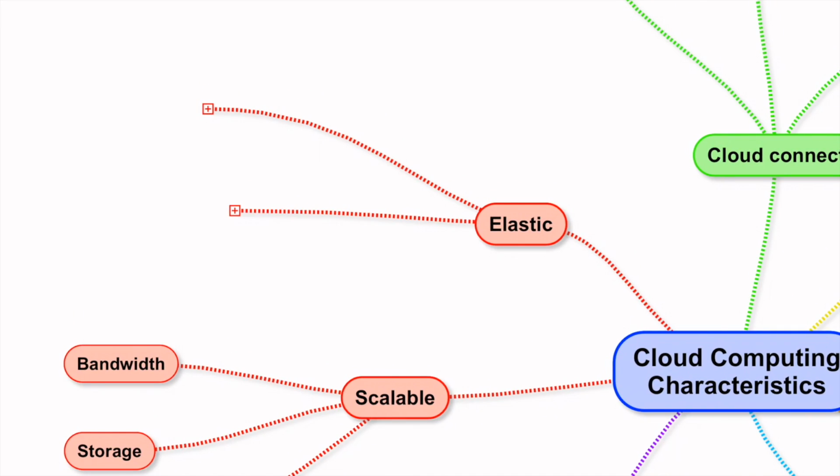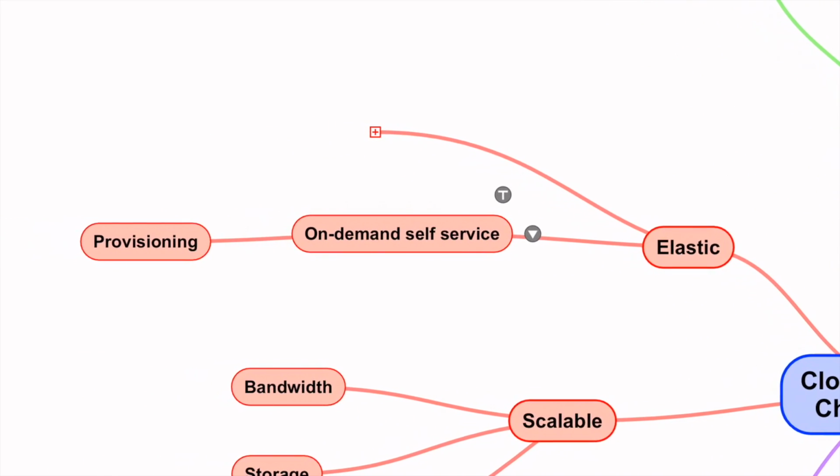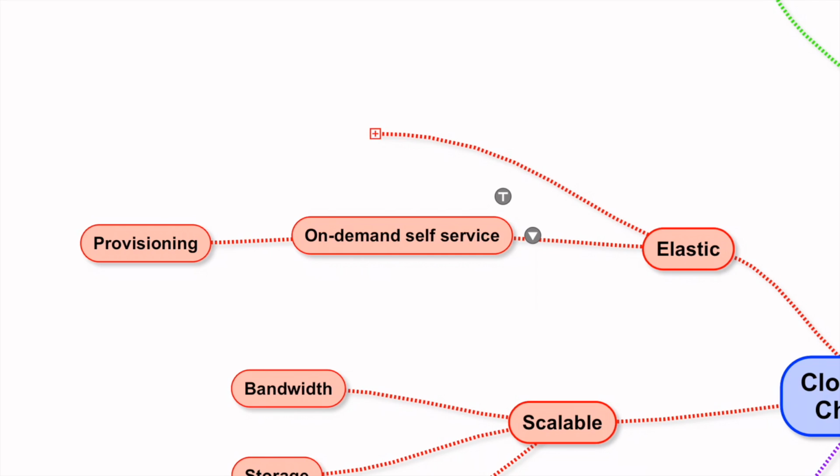Elastic. Now this is somewhat similar to scalable, but elastic is both ways. So elastic basically means certain resources or certain features can be increased or decreased on the fly. This is like an on-demand kind of service. So it's on-demand self-service. It is also known as provisioning. So you have the liberty of logging in, going to a console and expanding certain features or utilization aspects of your cloud service.